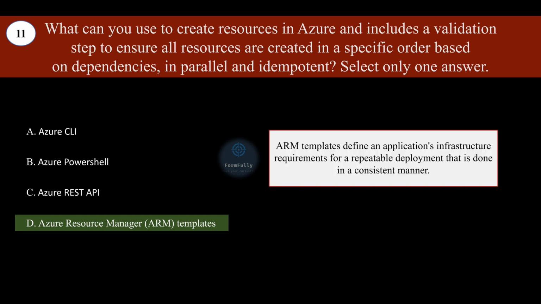The ARM templates define an application's infrastructure requirements for a repeatable deployment that is done in a consistent manner. A validation step ensures that all resources can be created in a proper order based on dependencies, in parallel, and idempotent.